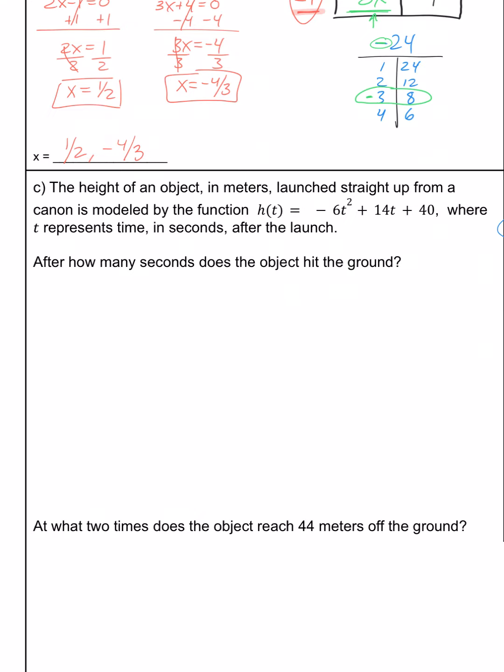It says the height of an object in meters launched straight up from a cannon is modeled by the function h of t, h meaning height. The height of the cannonball off the ground is given by negative 6t squared plus 14t plus 40, where t represents time in seconds after the launch.